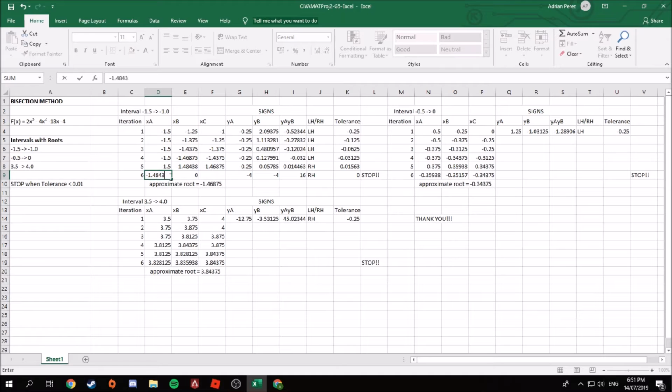For this part, we use the right hand part of the interval. Now this is where the bisection method and process stops for the interval. We now have the approximate root for the interval, which is the last value obtained for xc. The process stops as the tolerance value for the iteration reaches less than 0.01.